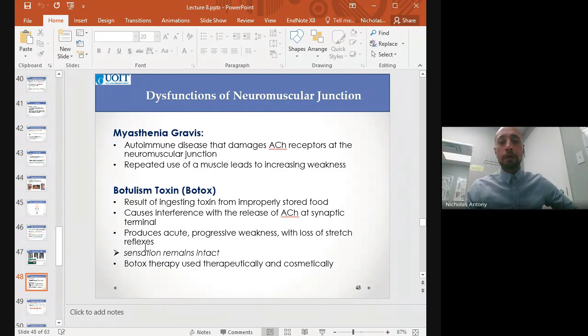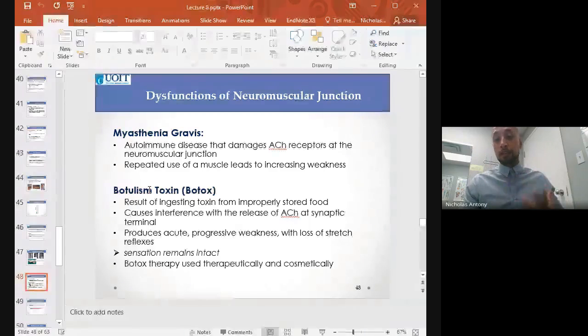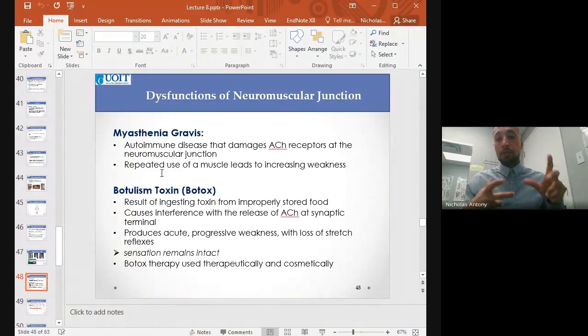You guys ever heard of Botox? Botulism is a poison that's produced by anaerobic bacteria, and it stops the release of acetylcholine at the synaptic terminal. It used to be in canned food. It would grow this bacteria, and then you eat it, and then you get this neurological disorder. What we do clinically is we took that toxin and use it because it prevents acetylcholine from being released at the motor unit or the neuromuscular junction.